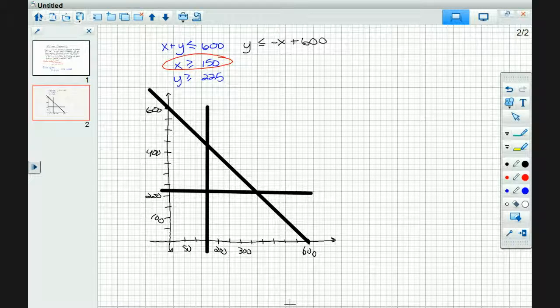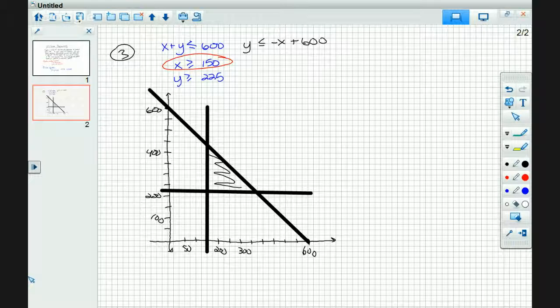And then where's my shading going to be? Yeah, it will be less than this line. So down here, greater than this line, and greater than this line. So it's in here. Usually you're going to get a polygon of some kind, triangle or a quadrilateral, something. That's the goal. Okay, that was step 3. See how these problems can get kind of long? Yeah, they can be kind of painful.